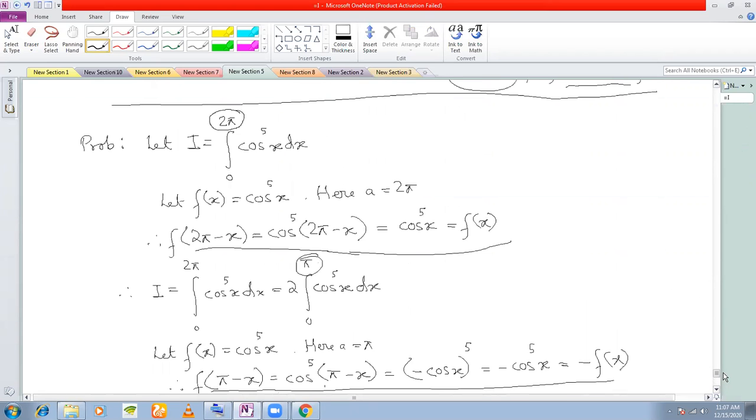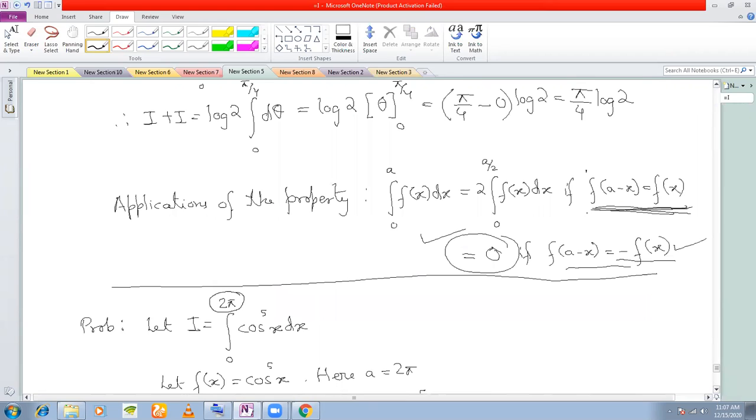So which rule is applicable here? According to the rule, this one: f(pi minus x) is equal to f(x). So we'll say this is applicable here.